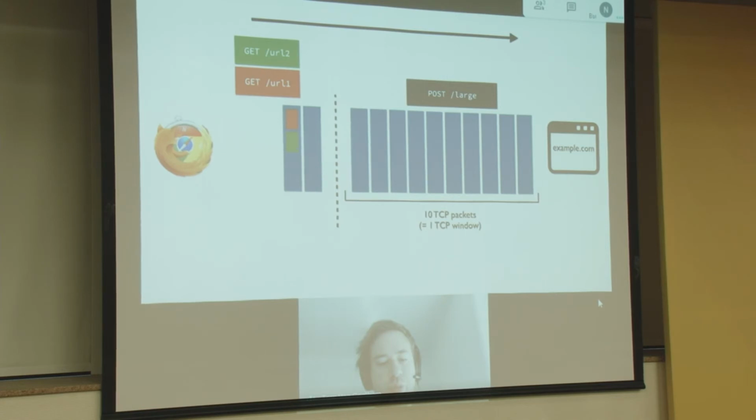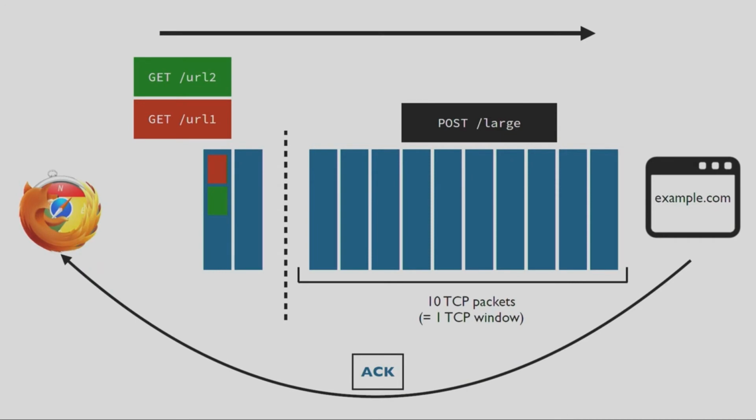Because these things are being queued, they will eventually end up in the same TCP packet. And only when the web server sends an acknowledgement to the victim or to the client, then the rest of the packets will be sent. They will be removed from the queue and sent to the server. And as you can see here, URL1 and URL2 will be in the same TCP packet, so they will arrive at the same time at the server.